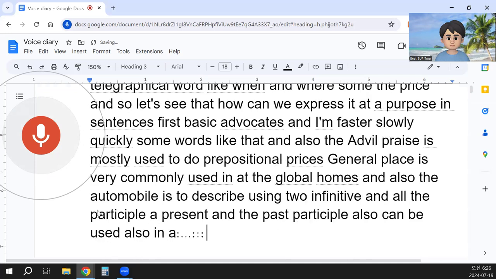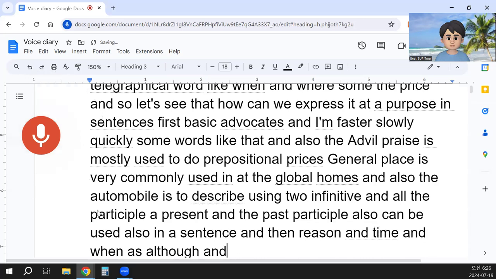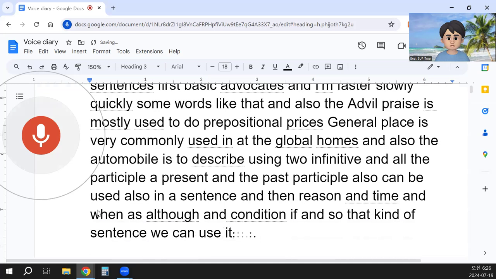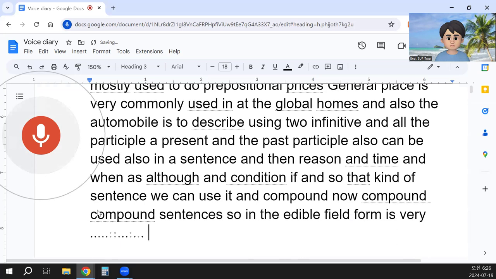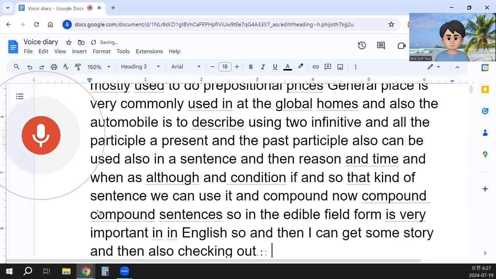Also in the sentence, reason, time, when, as, although, and condition, if, and so that kind of sentence we can use, and compound sentences. So the adverbial form is very important in English. And then I can get some story and also check out adverbial forms.